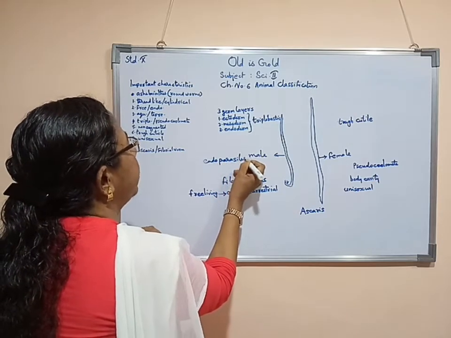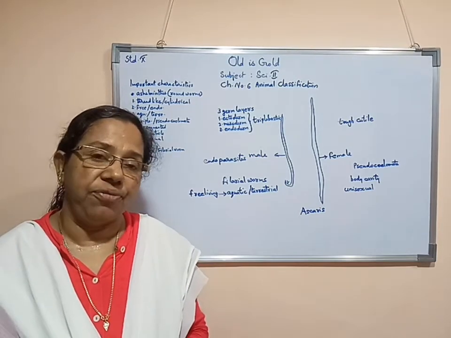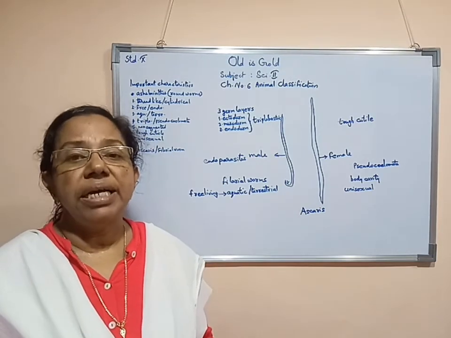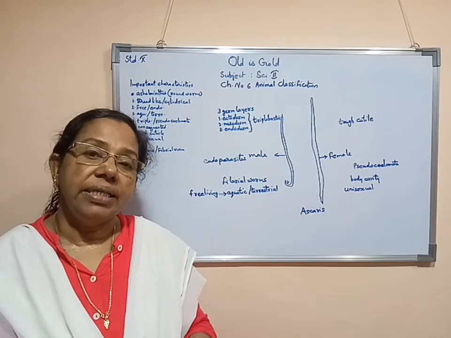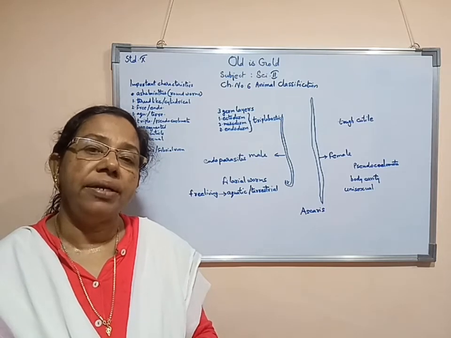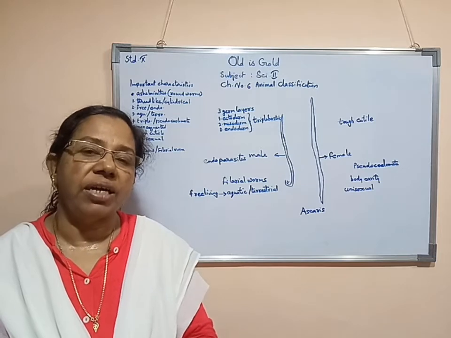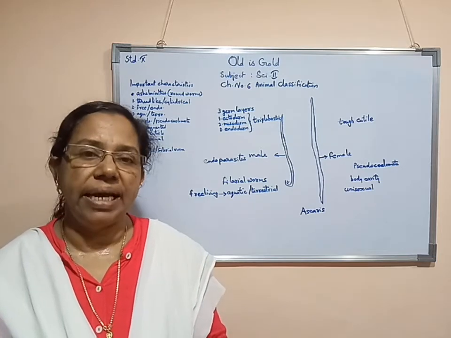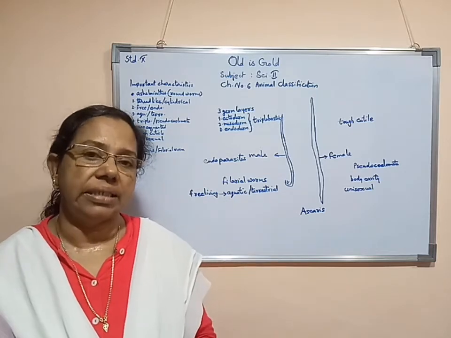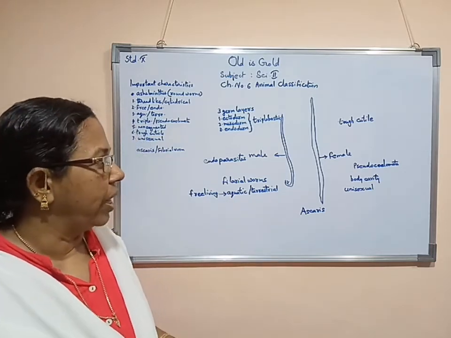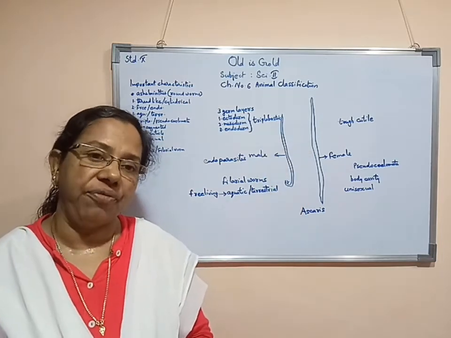Then there are some of them that are leading a free life. That means some of the ashelminthes are free living. That means they do not depend directly on other animals. They live either in water or on the land. So we can say that they are either aquatic or terrestrial. They are unisexual. Unisexual means male as well as female organisms are different.